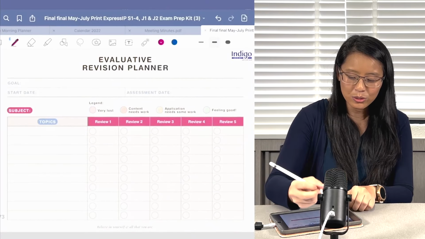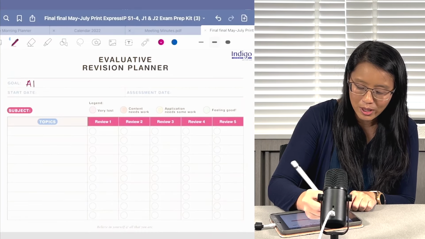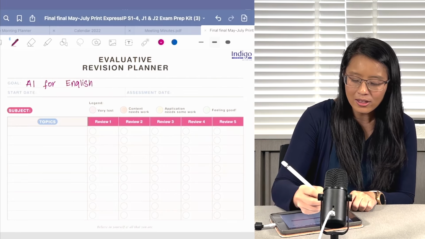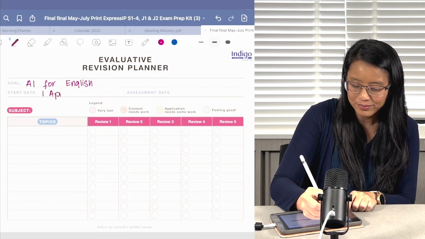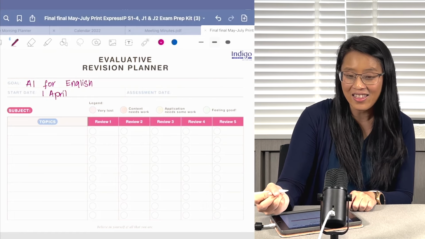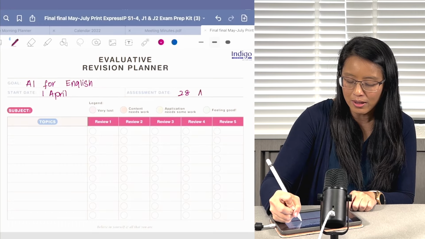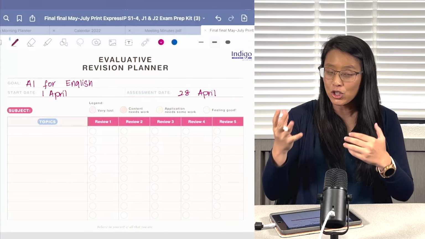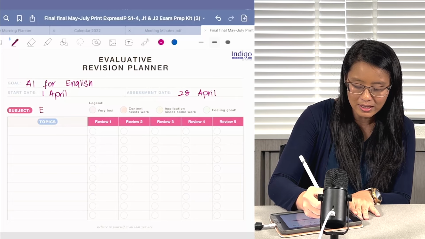This is what you do. You state your goals in the revision planner. For example, I would want to score an A1 for English. Alright, and then you state when your revision will begin. It could be the 1st of April, on April Fool's Day, and then when would the exams be? Perhaps 28th of May or 28th of April. So you state that, so you're very clear how much time you've got to work with regards to this subject. So let's state the subject over here.